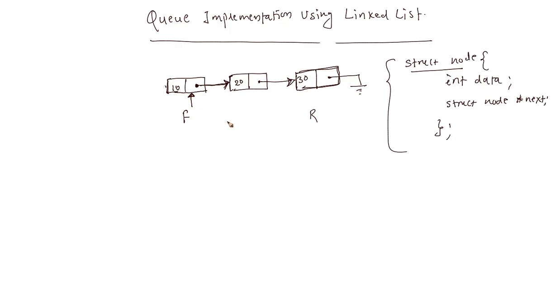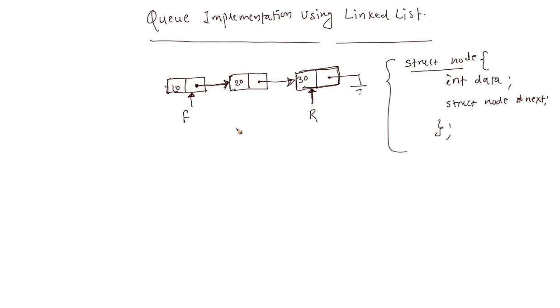In queue implementation using arrays, f was the integer variable which was storing the array index, right? And r also was storing the array index. So they were integer variables. Now here they are actual pointers to structure. So the first pointer, or f pointer, will point to the oldest node in the queue, by oldest I mean by the time of insertion of the node in the queue. And the rear pointer will point to the latest node of the linked list, that means the node which was recently inserted, or inserted at the last, right?